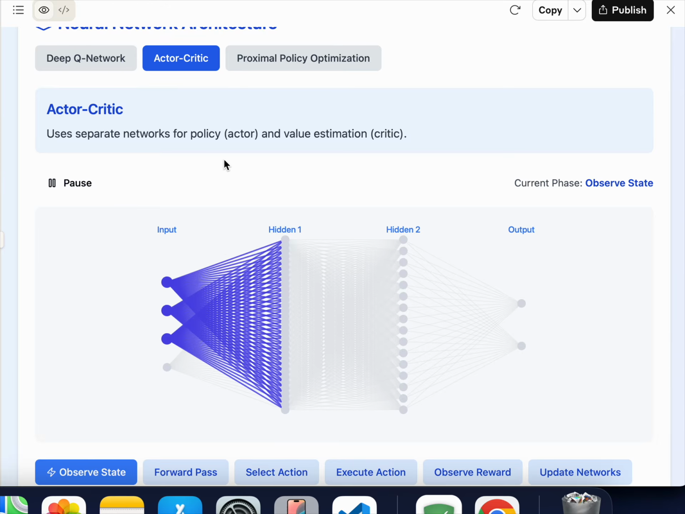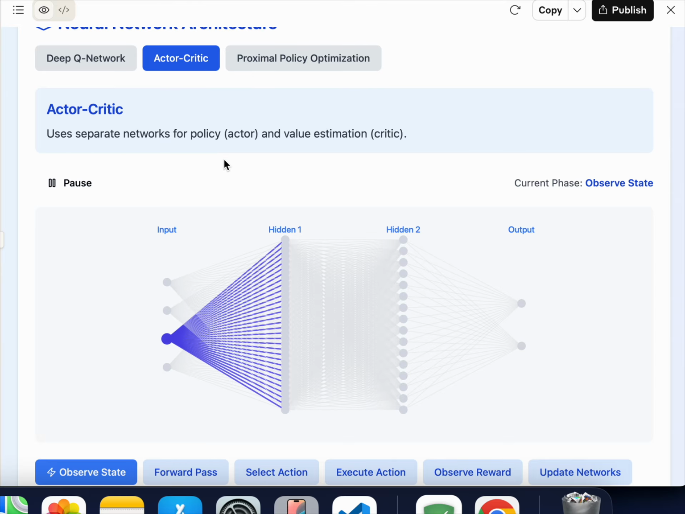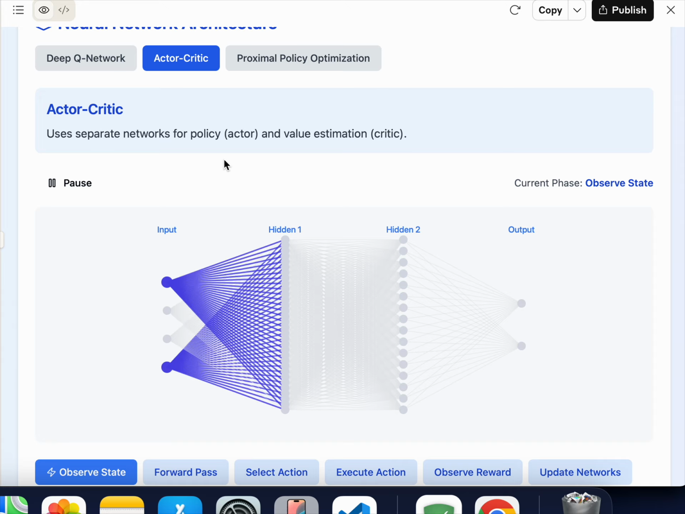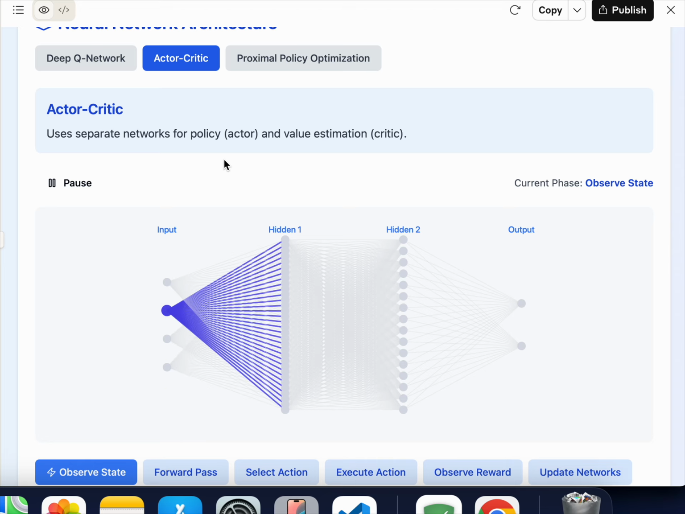Usually it looks similar. We still have input, two hidden layers and outputs, but behind the scenes, these may be two separate networks or a shared backbone with two different heads, one for policy and one for value. And during the forward pass, both the actor and critic networks process the state to compute their outputs.